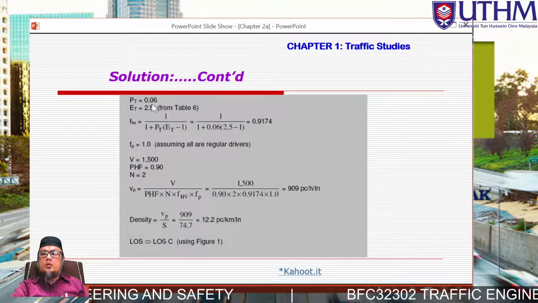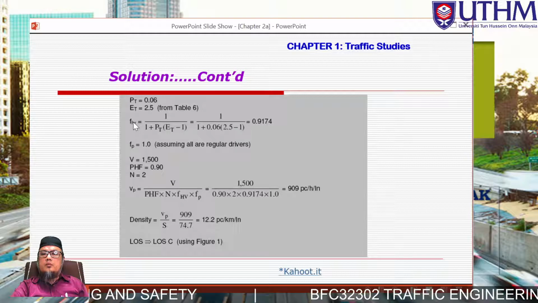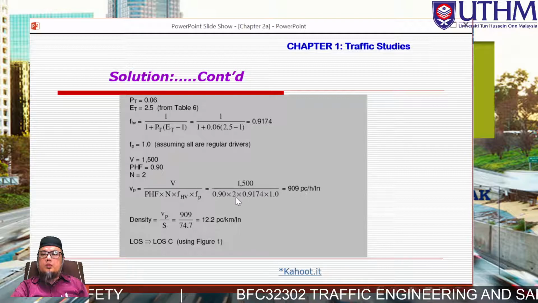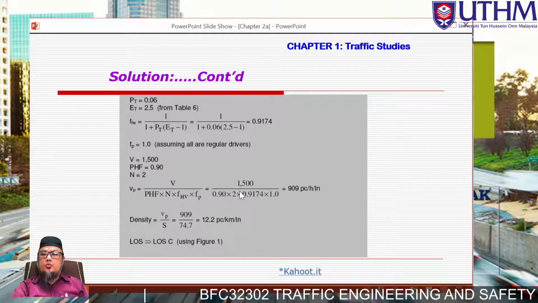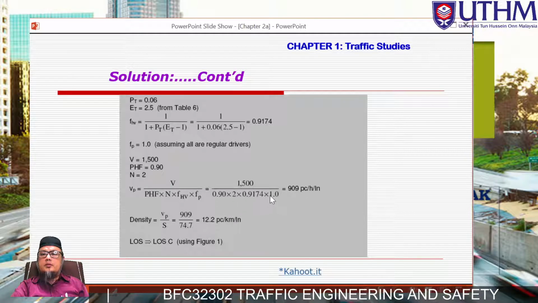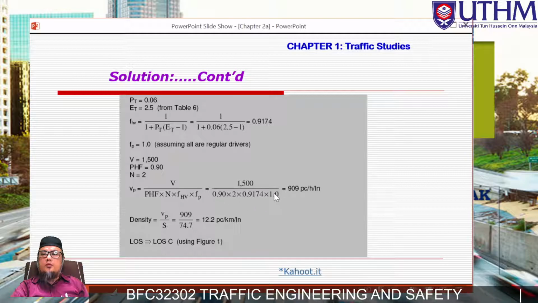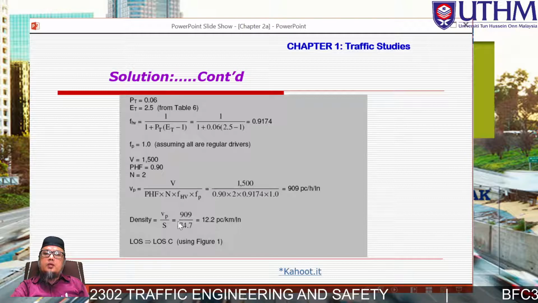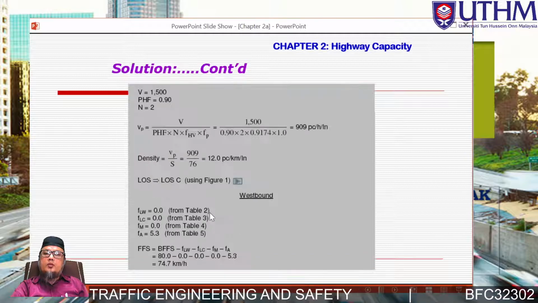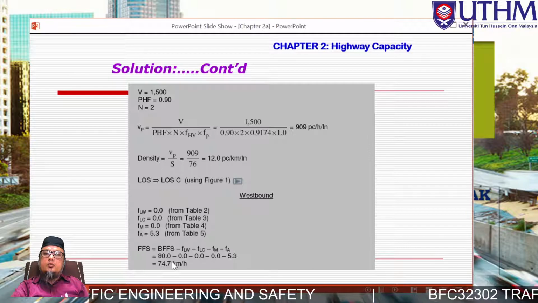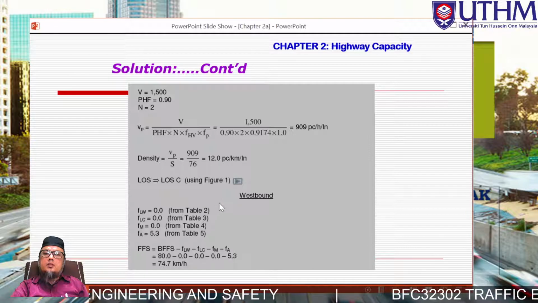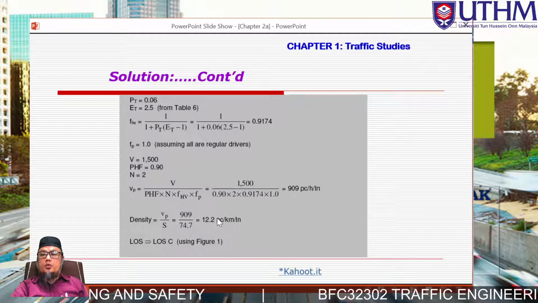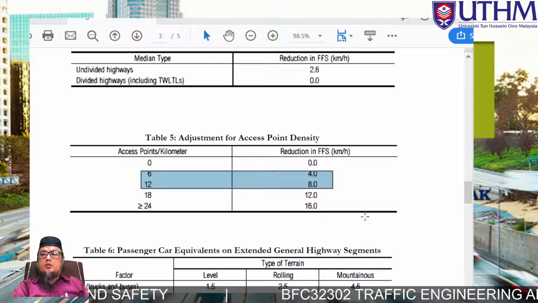The rest is quite similar for the heavy vehicle factor. And the volume is also quite similar because the number of lanes is still 2. Not having extra, so this one is also 1 for the population. But the density is quite different because we have a different free flow speed value. Compared to the previous, it is 80 and 76. Okay, now we have obtained 12.2.